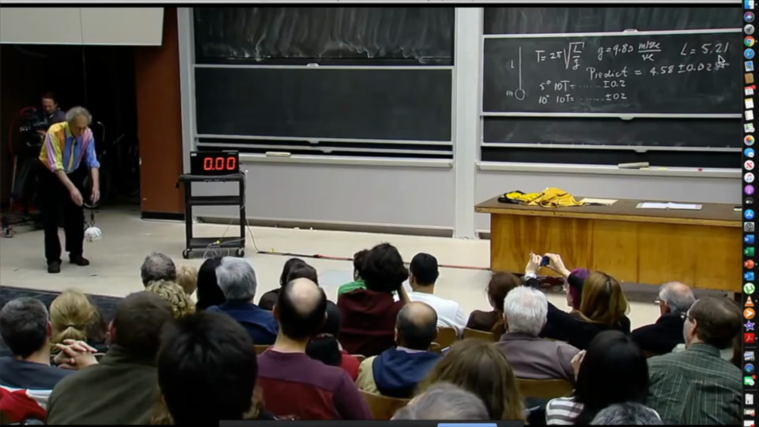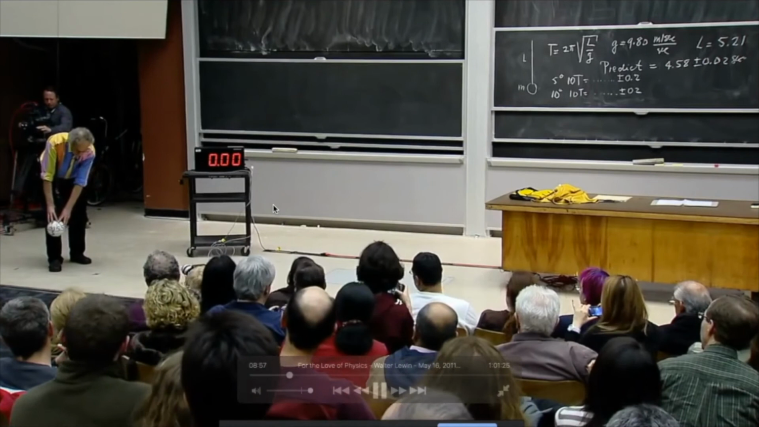If you plug the length of the pendulum, which is 5.21 meters, and g, 9.8 meters per second squared, into the period of a pendulum equation, you're going to get that the period is going to be 4.58 seconds plus or minus 0.02 due to experimental uncertainty, the measurement of the length, et cetera, et cetera. Now, he also explained how he's going to measure 10 periods, and so we'll pick it up from there.